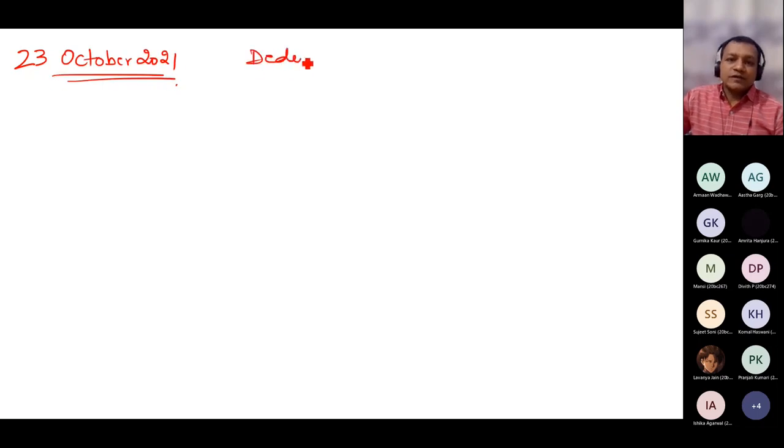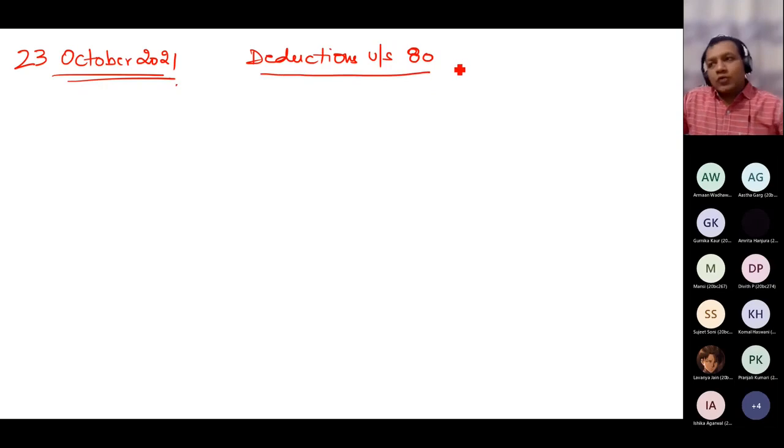So let us now continue the deductions. The topic of deductions under section 80 is still going on, and we will wind up this topic today itself. Tomorrow I'll be having extra classes. From tomorrow onwards, from Sunday, I'll be having the class, and we will start a new topic tomorrow. That will be house property. The timing of tomorrow's class I will inform you later on.